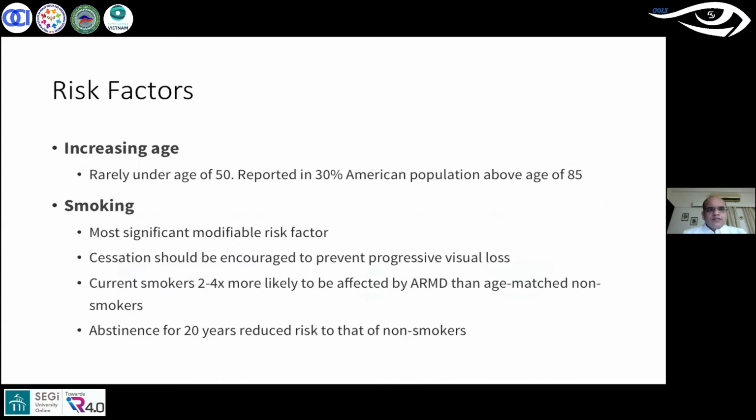Smoking is one of the most significant modifiable risk factors, and this was also confirmed by the AREDS study. So smoking cessation should be encouraged to prevent progression of the vision loss. Current smokers are 2 to 4 times more likely to be affected by macular degeneration than age-matched non-smokers. And abstinence of 20 years or more reduces the risk of that person to that of a non-smoker. This is also seen in a lot of lung conditions as well.